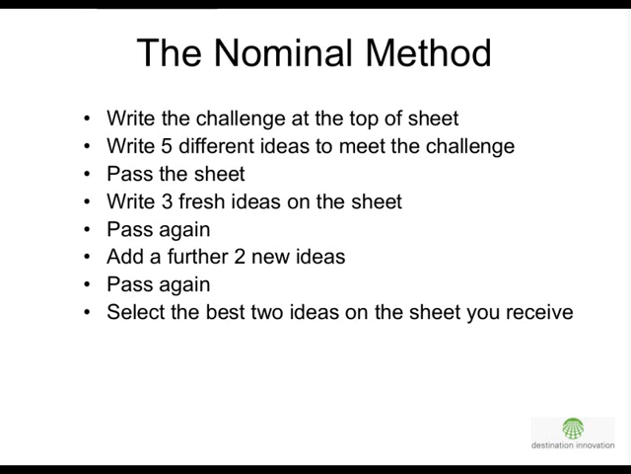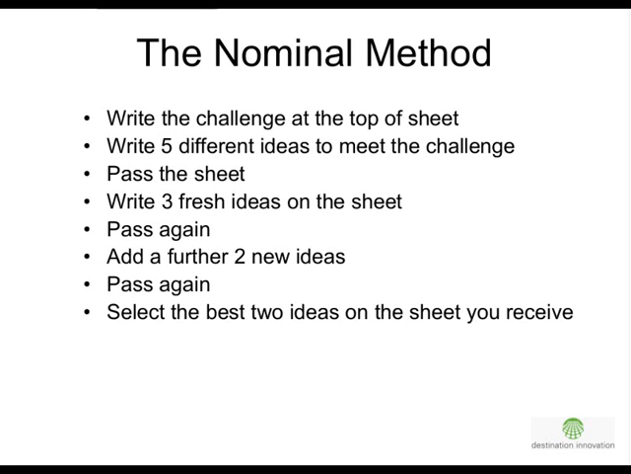Everyone sits around and starts with a blank sheet of paper, and they write numbers 1 to 10 down the left-hand side of the paper, and they write the challenge at the top of the piece of paper. This is the Nominal Method. So whatever the challenge is, you write at the top. We're here today to find ways of how can we significantly improve customer service, how can we double our average order value, how can we get 100 people to come to our seminar. Whatever it is, you write down the challenge.